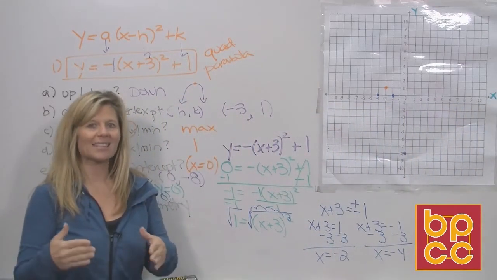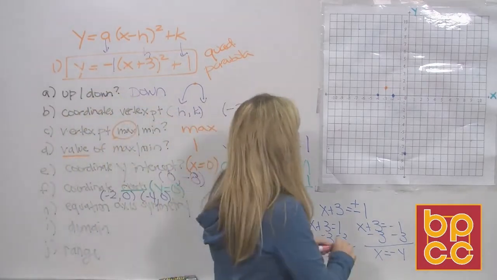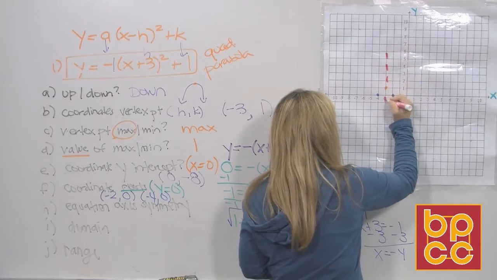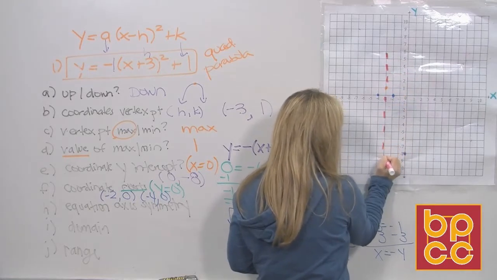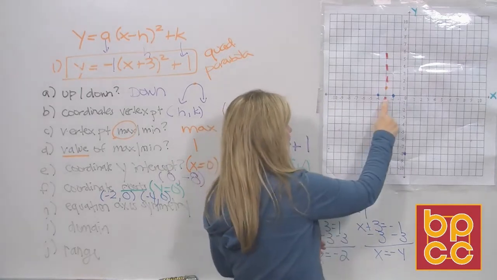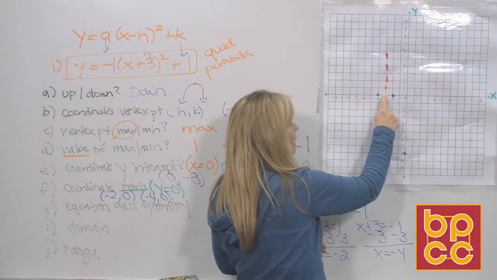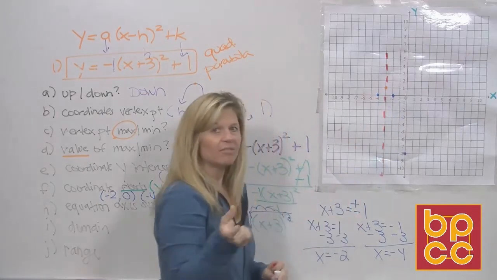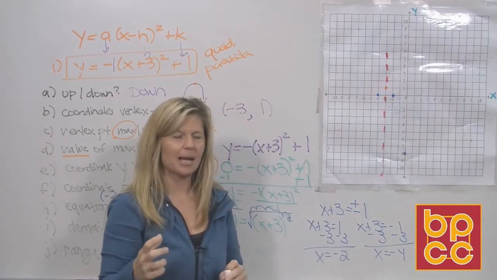Here's where the axis of symmetry helps. The axis of symmetry is an invisible vertical line that goes through the vertex point. So if you would draw that vertical line in. Now watch. Do you see how here's the vertical line? This point is one away to the right. This point is one away to the left. That's what we mean by symmetrical, the same distance.